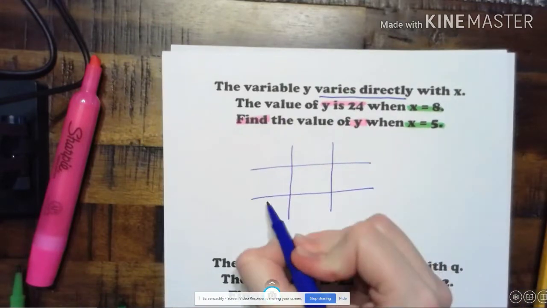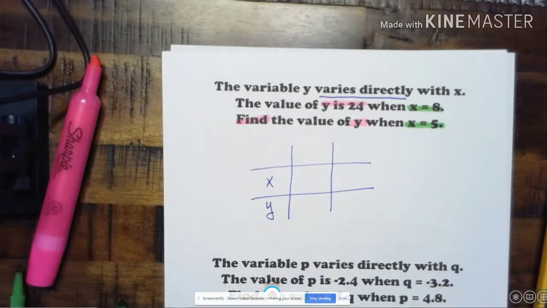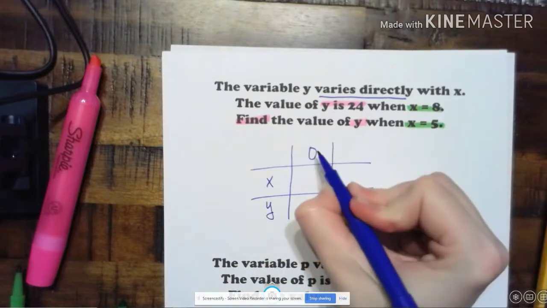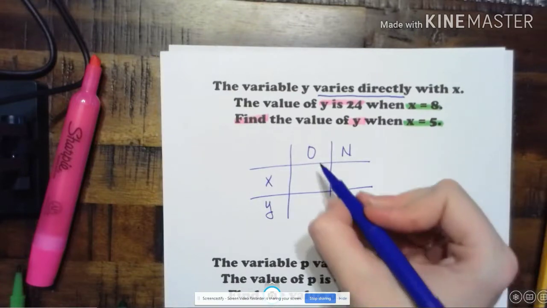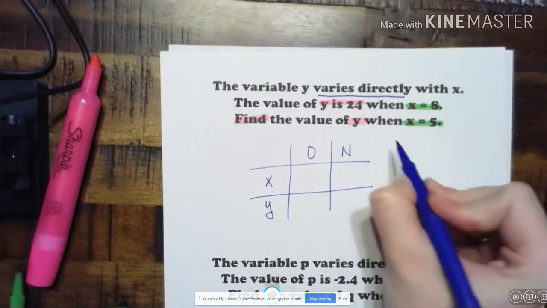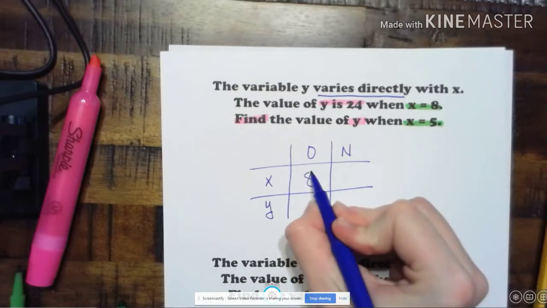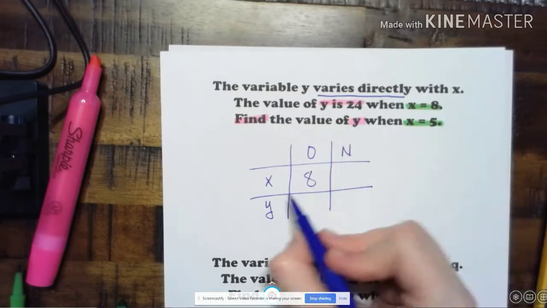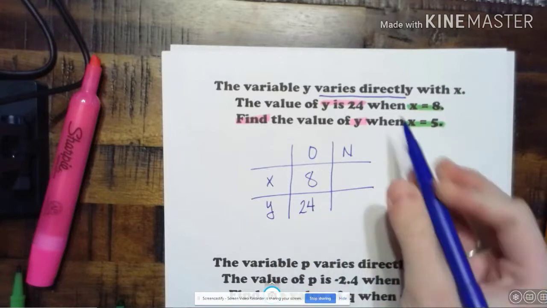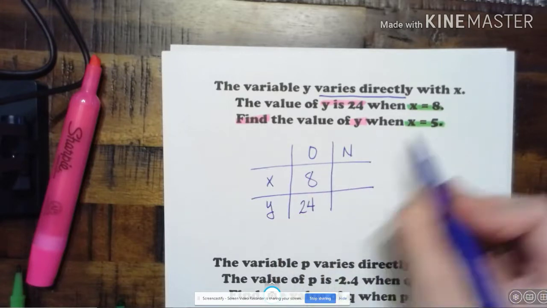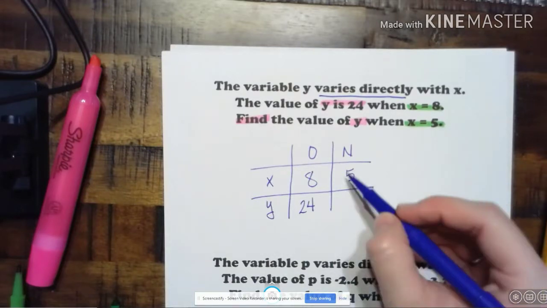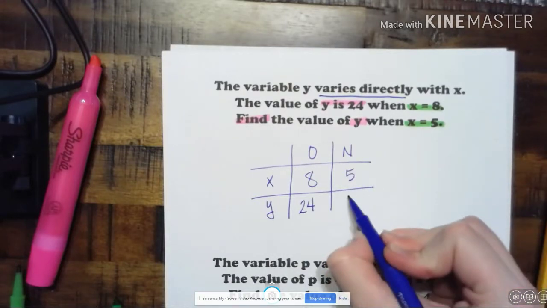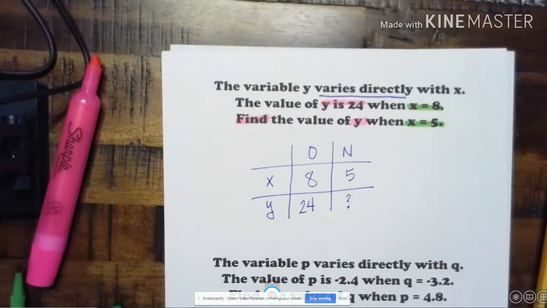So the two things that I'm comparing here are X and Y. I have an original amount and I have a new amount. So my original X goes right here. My original X is 8. My original Y is 24. And then my new X would go here. So that's my 5. And Y is what I'm looking for. So instead of confusing them and putting an X here, with direct variation, we usually put a question mark or we'll put a Y again.